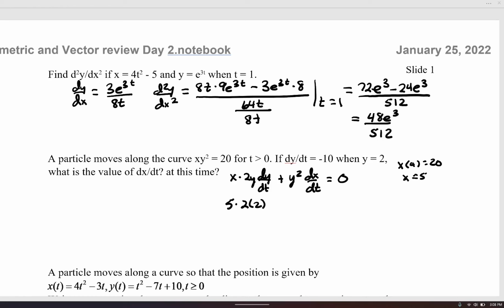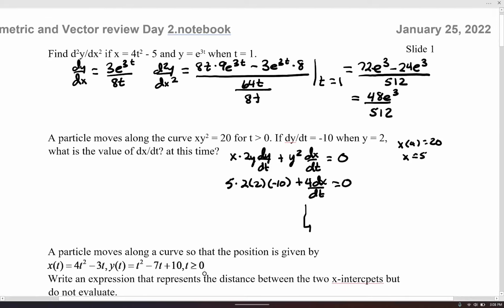dy/dt is negative 10, plus y is 4, dx/dt, is equal to 0. So, whoop, that was weird. 4 dx/dt is equal to, let's go with 20 times negative 10, negative 200. So dx/dt is equal to negative 50.